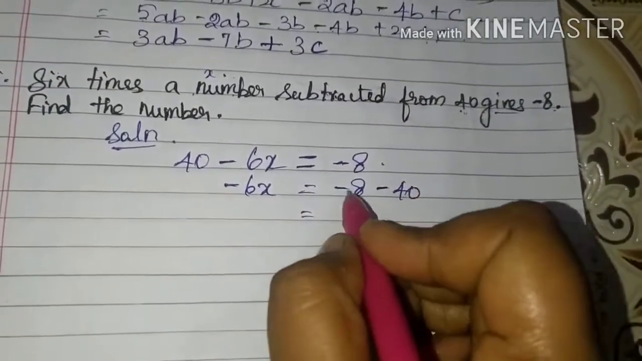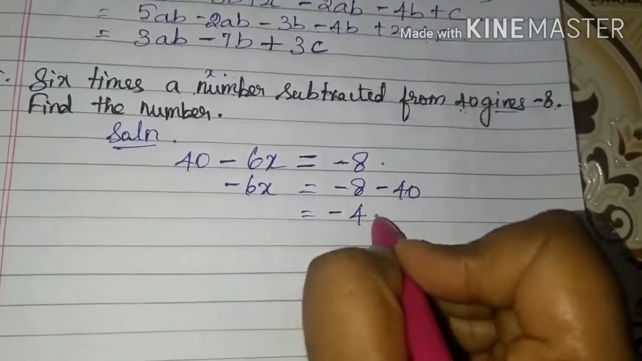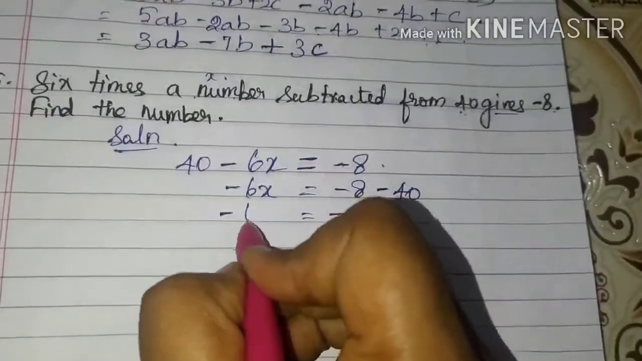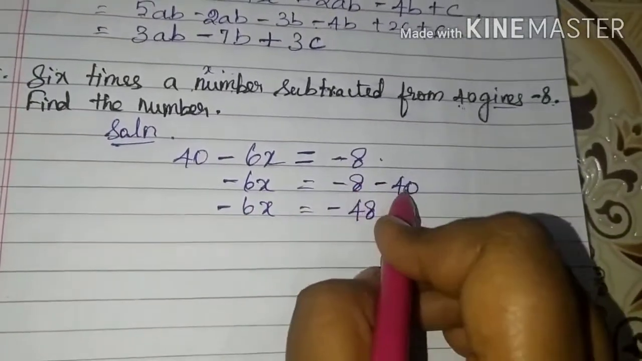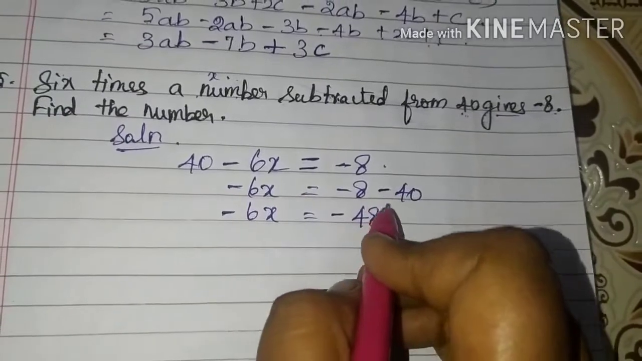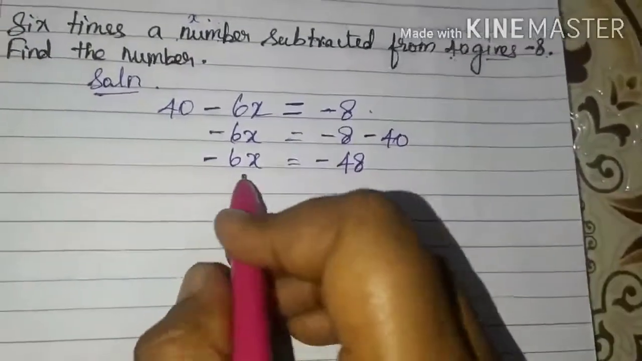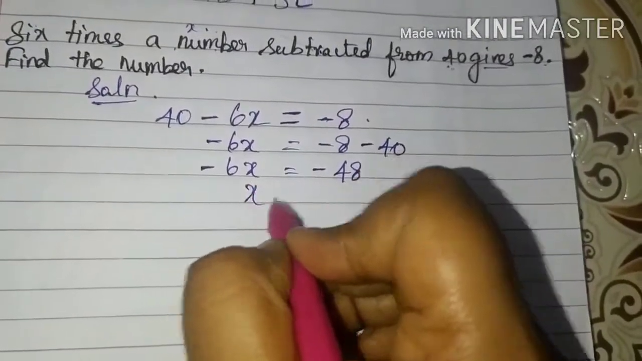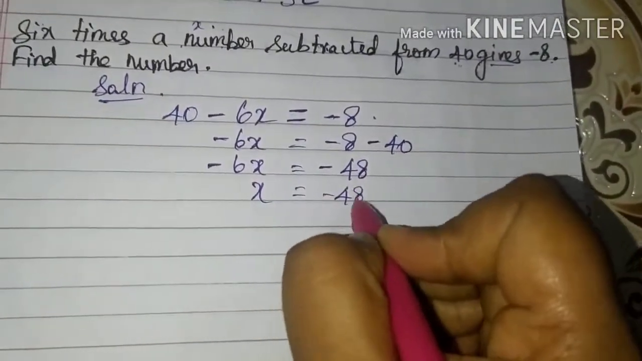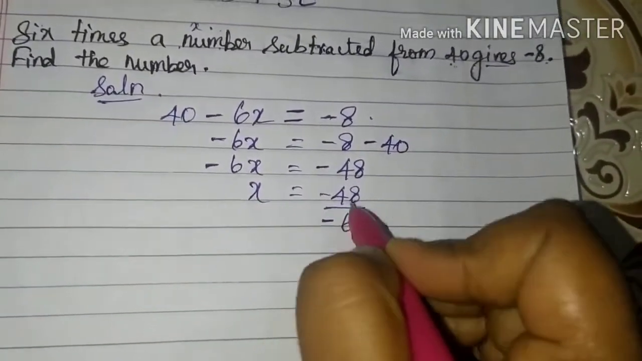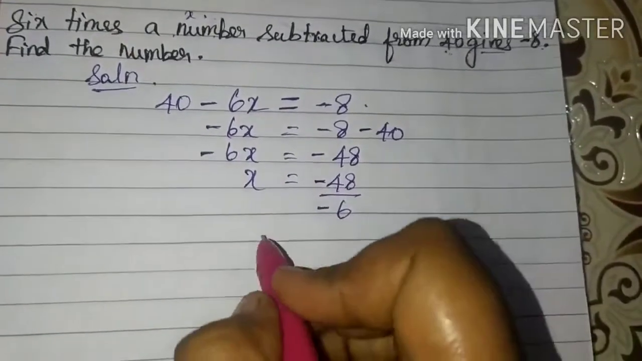Now minus 40 minus 8 is minus 48. Minus 6. Because both are negative numbers, we want to add it. 48 will come. Bigger number is 40. 40 before minus is there, so minus 48 will come. Okay, now x equal to minus 48 divided by minus 6.